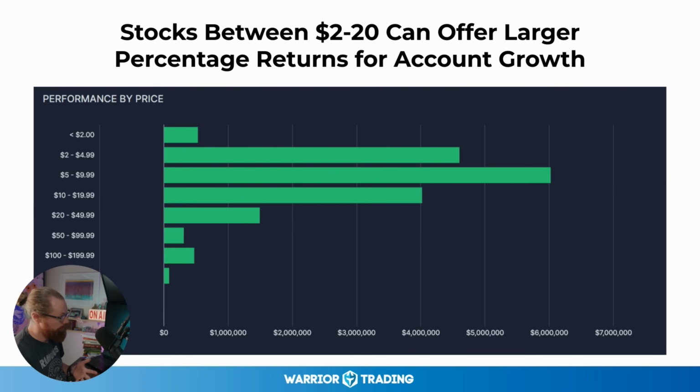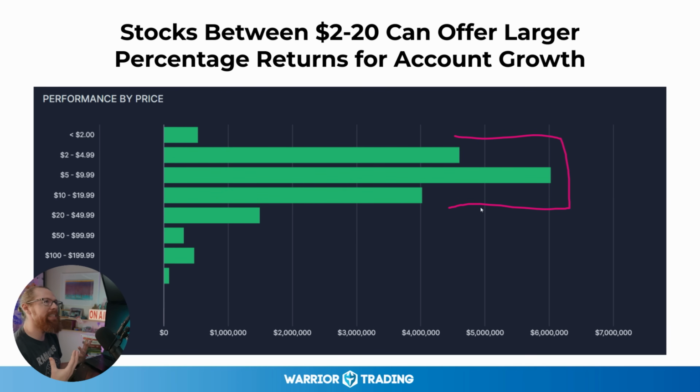I also do the best on stocks between $2 and $20. And within that range, stocks between 5 and 10 are actually my ultimate sweet spot, as you can see right here, representing a considerable chunk of the total profit. But between 2 and 20 is really where I do the best.